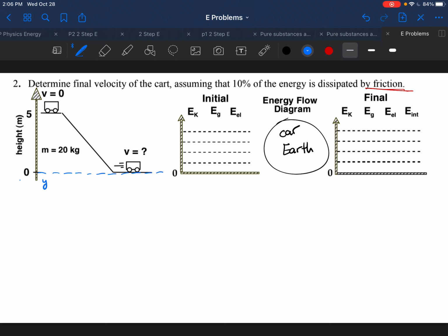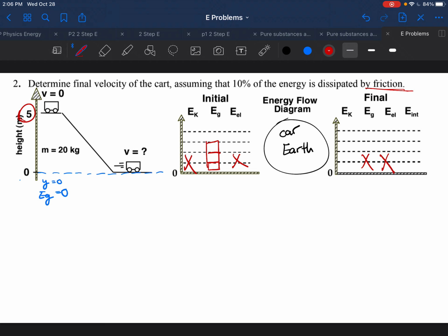So y equals 0 at this point, and that means my gravitational potential energy at that point would be 0. Looking at the top of the hill, there is no velocity. There is potential energy, because it says it is 5 meters above the ground. So I'm going to give it 3 bars. And there's no elastic energy. At the bottom of the hill, there is kinetic energy. There is no gravitational energy, and there is no elastic energy.